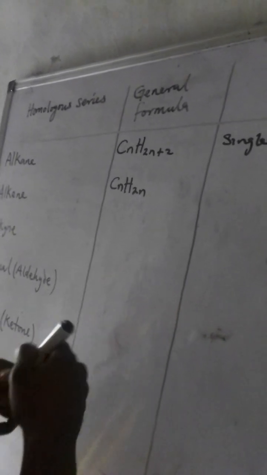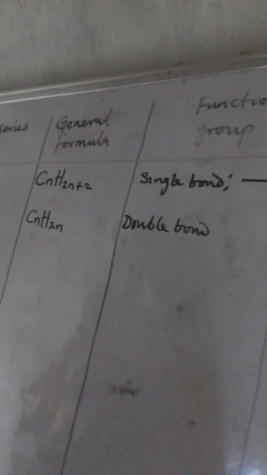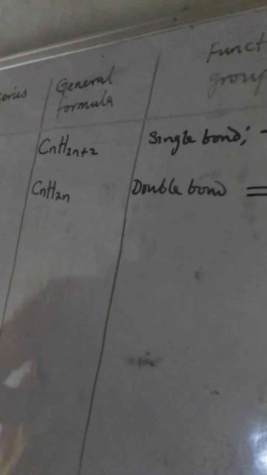Let's go on to alkene. The general formula of alkene is CnH2n. Functional group of alkene. The functional group of alkene is double bond, which means in every alkene member, there must be at least one double bond existing between carbon atoms.